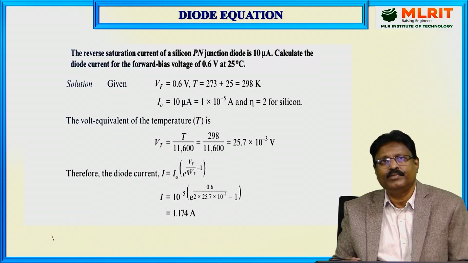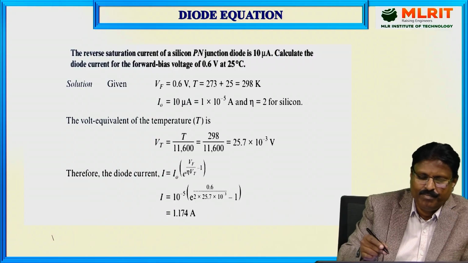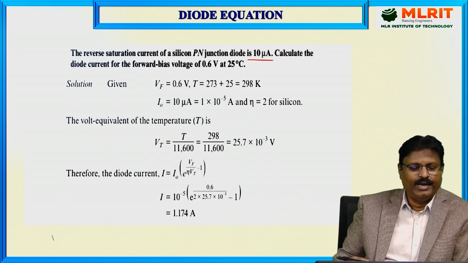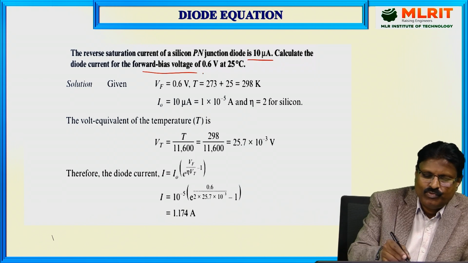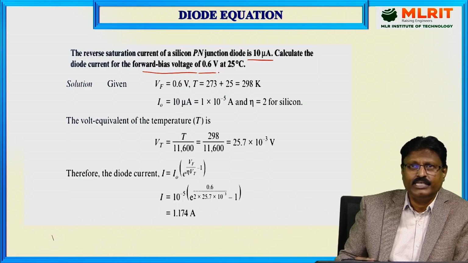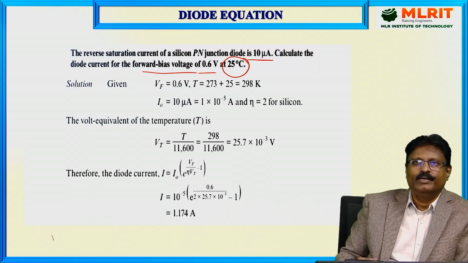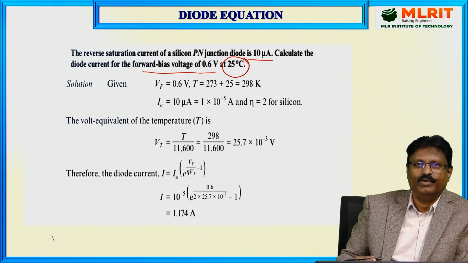The problem will be asking like this. The reverse saturation current of a silicon PN junction diode is 10 microamperes. Calculate the diode current for the forward bias voltage of 0.6 volts at 25 degrees centigrade. The temperature value is given in Celsius. We need to convert it to Kelvin in order to calculate the value of capital T.